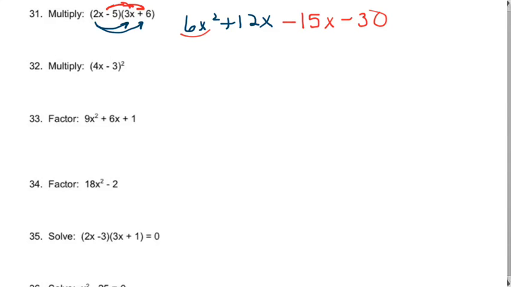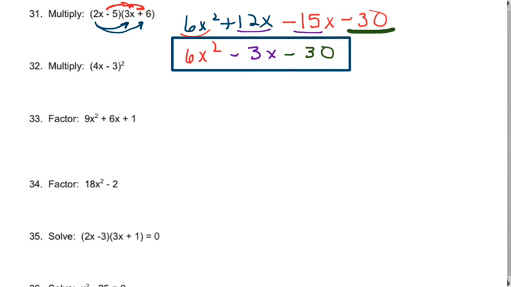We identify like terms. Nobody is alike with the 6x squared. Here are two x terms. That's negative 3x when we combine them. And lastly, we have a constant term, which is negative 30. And that's it. We can't combine any of those because they are not alike.